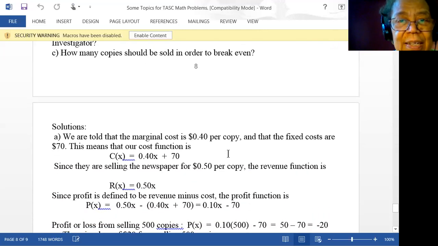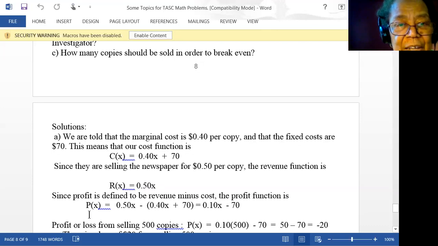So let's just take a look at this. So the marginal cost is 40 cents a copy. The fixed cost of $70. So here's our function. Cost function, 40 cents times X, the number of copies, plus 70 for the cost. 70 is the fixed cost. Now, if we sell the newspapers for 50 cents per copy, so the revenue is 50 cents times the number of copies sold.